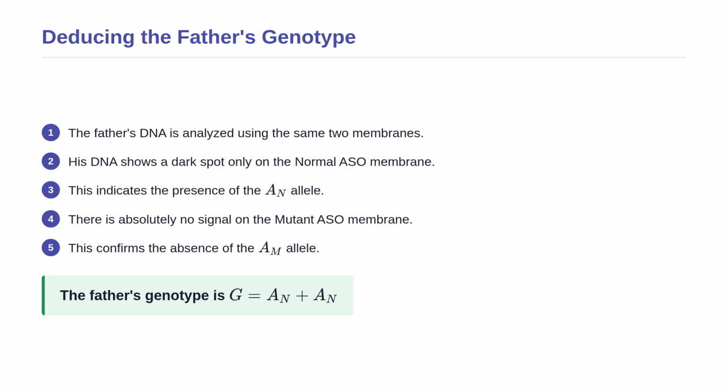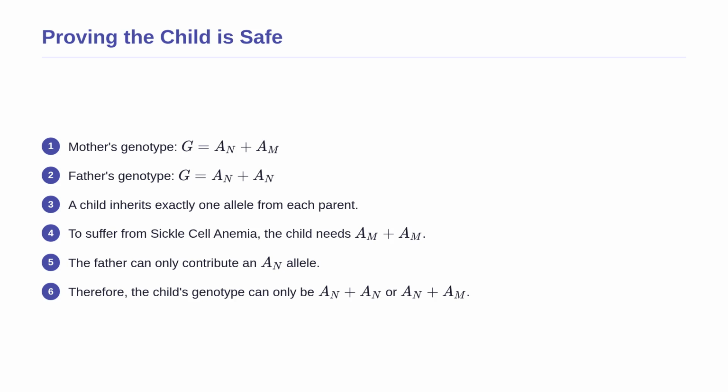Because humans must have 2 alleles for this gene, and he has no mutant alleles, his genotype must consist of 2 normal alleles. We represent this by adding AN to another AN. Physically, this indicates he has 2 healthy copies of the gene and is homozygous normal. He does not carry the sickle cell mutation at all. So, we have successfully deduced the genotypes of both parents. This brings us to the most important question.